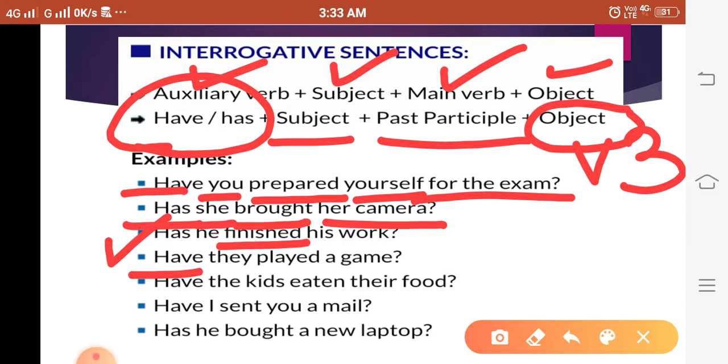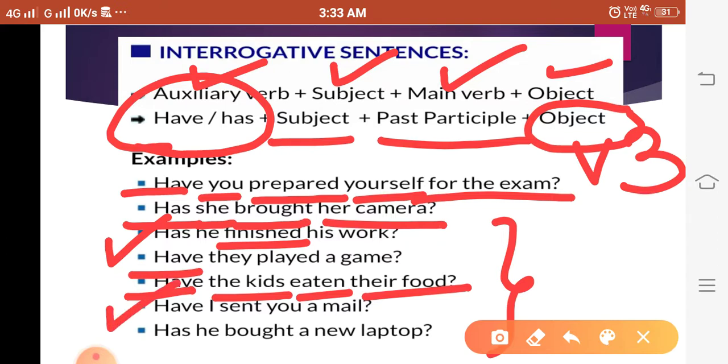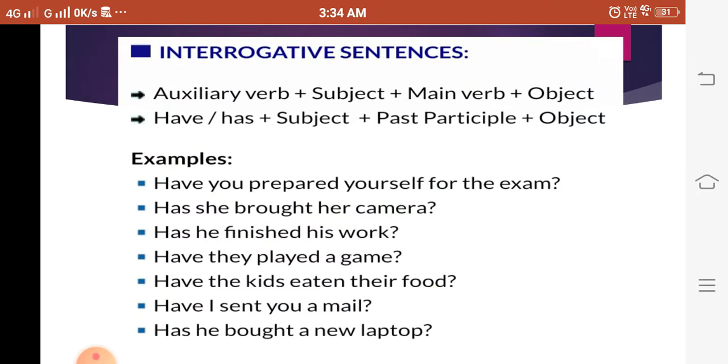Have the kids eaten their food? So have has been used here because our subject kids is plural. Then eaten is third form of the verb eat. Their food is our object here. Clear? Similarly, the rest of the sentences have been formed. Have I sent you a mail? Has he bought a new laptop? So I hope now you all will be able to form sentences correctly using the sentence structures that have been shared with you all. Clear?